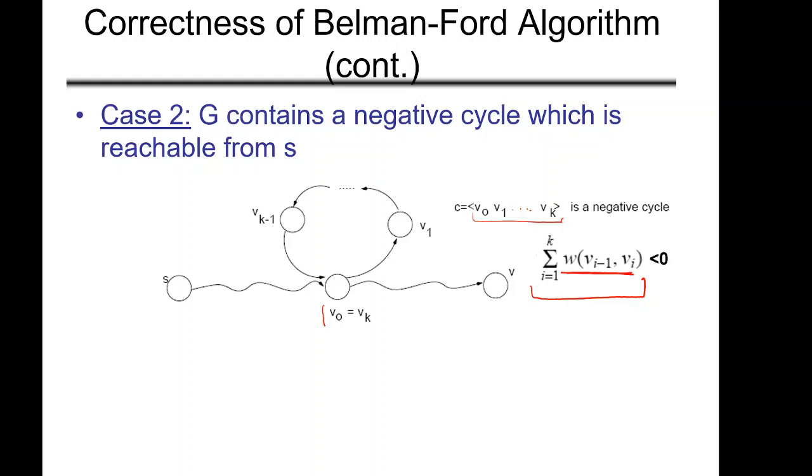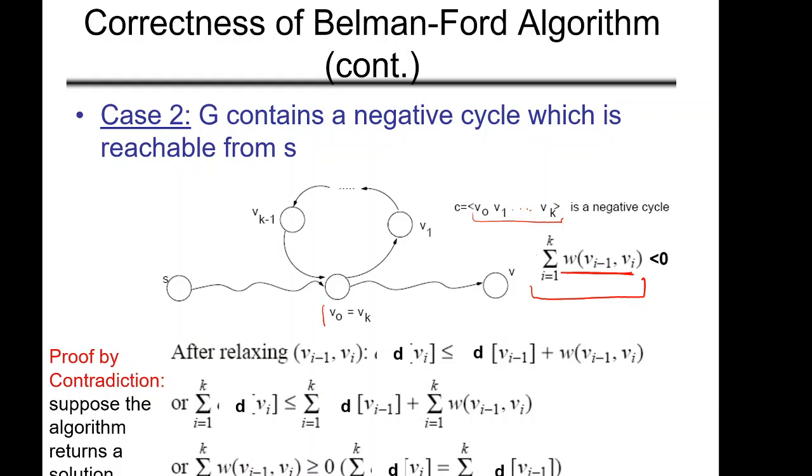Good. So now let's prove this. We will prove this by contradiction. Suppose the algorithm returns a solution. Let's assume that it will return a solution. So when we relax the last edge, d of vi is less than or equal to d of vi minus 1 plus weight of vi minus 1 vi. This we already know, it is a known fact from our convergence theorem. This is a cycle, and therefore this holds.